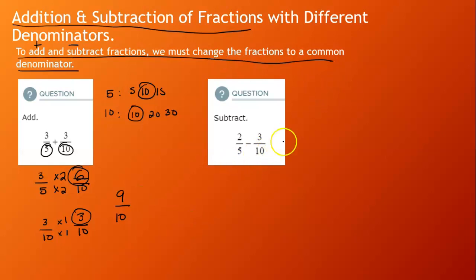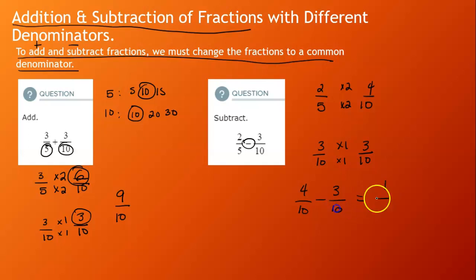You should have found a common denominator of 10, so we're changing 2/5 and 3/10 into a common denominator of 10. 5 times 2 is 10, 2 times 2 is 4. 10 times 1 is 10, 3 times 1 is 3. So we're multiplying the numerator by the same thing that we multiplied the denominator by. Be careful because this time we're subtracting. What we're doing is 4/10 take away 3/10. 4 take away 3 is 1, and we always leave our denominators the same.